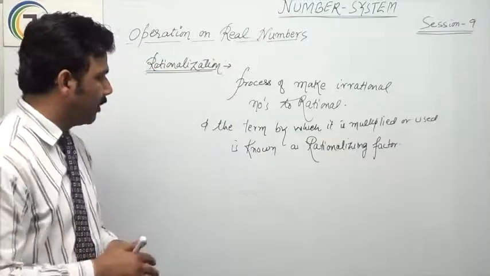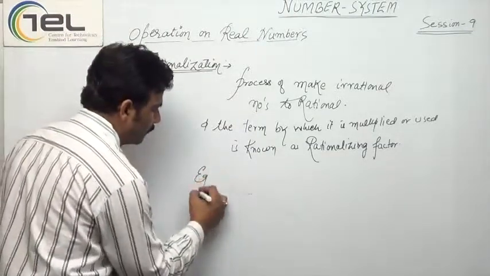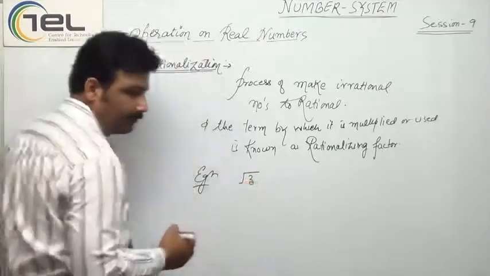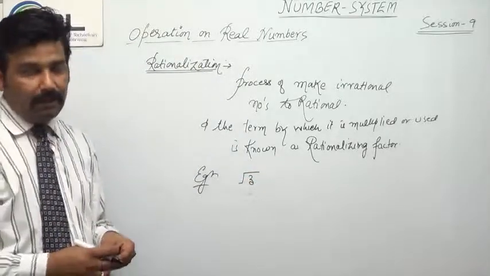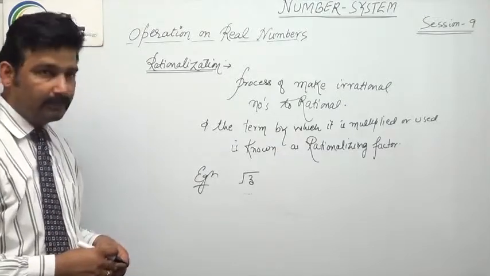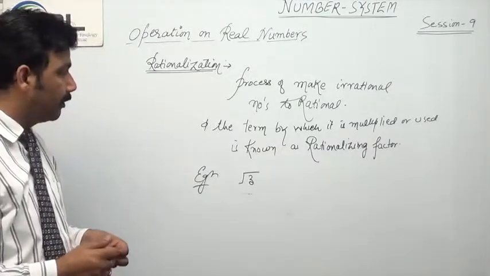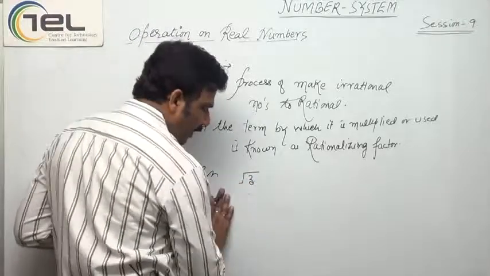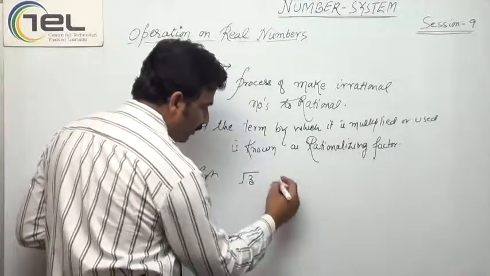For example, root 3 is an irrational number. I know this is an irrational number. So if root 3 is an irrational number, by what can I multiply it so that it becomes rational?